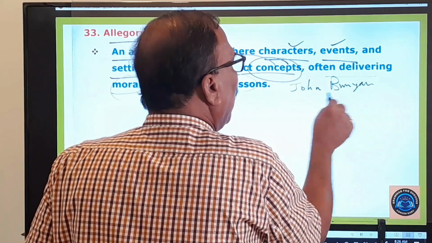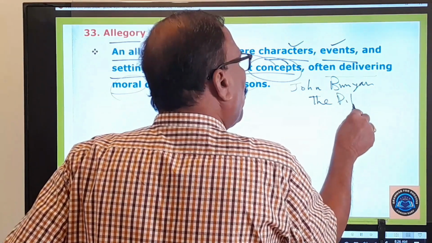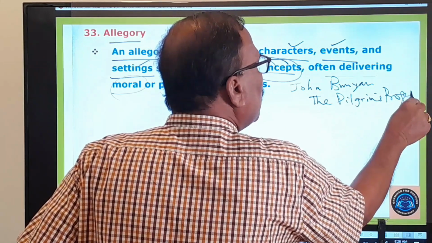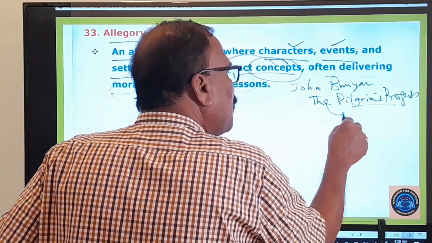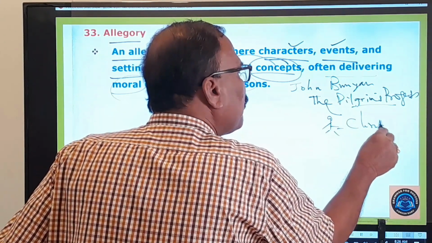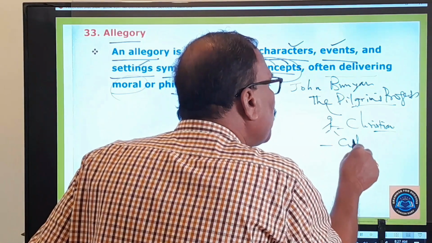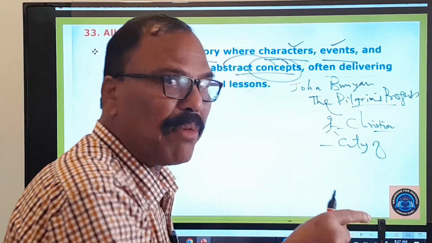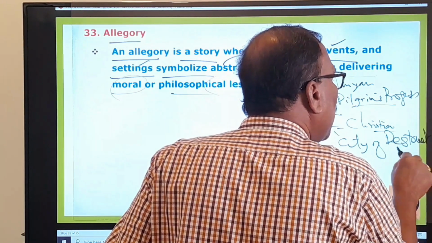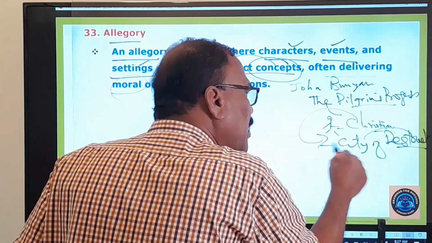John Bunyan has written a beautiful book called The Pilgrim's Progress. This is a beautiful book, and in this book, there is a person called Christian. See that? There is a person called Christian, and he lives in a city of destruction. The name of the city is the City of Destruction. Destruction is the name of that city. The name of this person is Christian. He lives in the city of destruction.